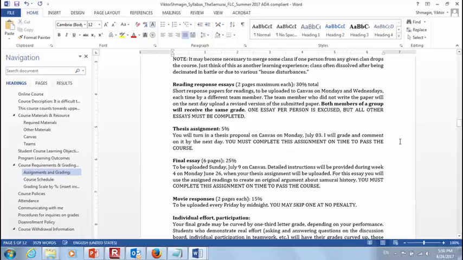You will also have reading response essays, two pages maximum each, 30% of the total. These are assignments that teach you to write succinctly. These will be short response papers to the readings, which you will upload to Canvas on Mondays and Wednesdays, each time by a different member. Once again, exact instructions on how to do this will be provided with the first essay.